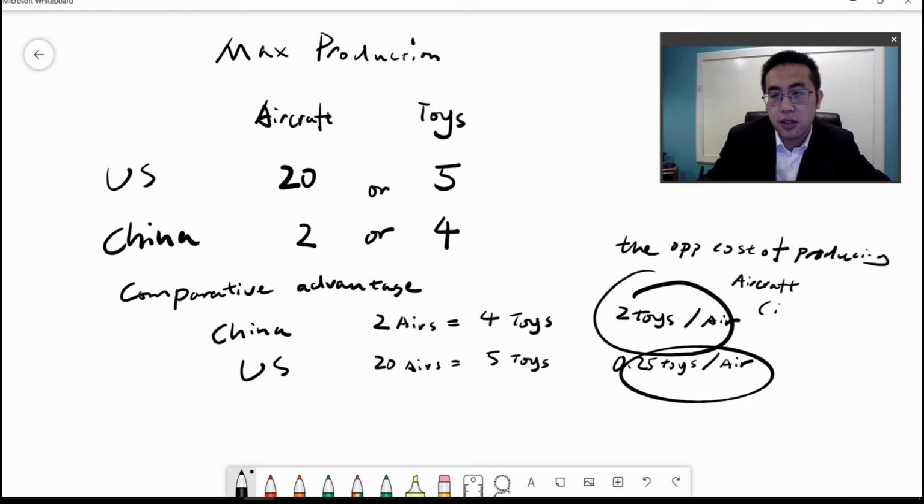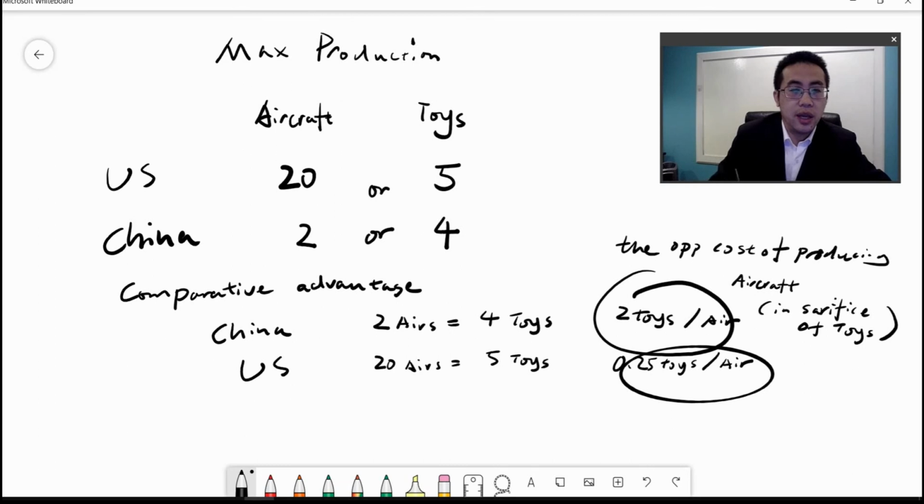In sacrifice of toys. To produce the same aircraft, China needs to sacrifice more toys, and the U.S. needs to sacrifice less toys. So you can see China has a higher opportunity cost of producing aircraft. So China is not better. So China is better not to produce aircraft.